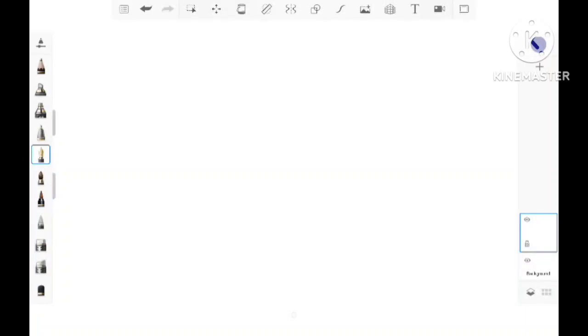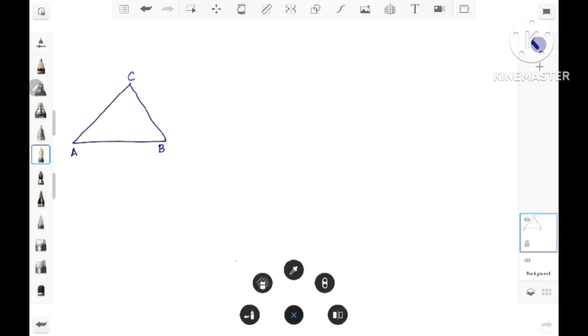In this video, let us learn what is cosine rule. For that, let's draw any general triangle. Let's say this vertex is capital A, this vertex is capital B, and this vertex is capital C. Now let's say the side opposite to angle A is small a, side opposite to angle B is small b, and side opposite to angle C is small c.